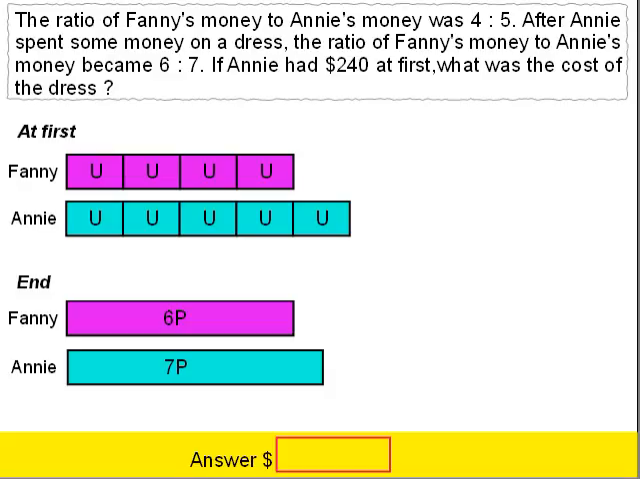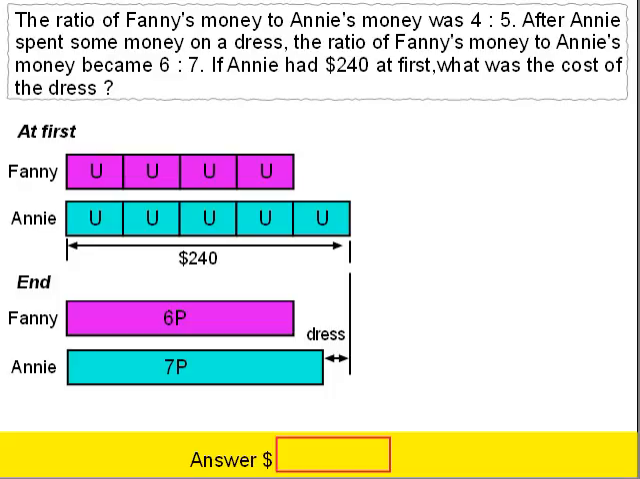So we draw the model for Annie to be slightly longer than Fanny, but shorter than the model before, because she already spent away some money. And we were told that Annie had $240 at first, so we put it down in the model here. Therefore, comparing Annie's model before and after, this is the part that was spent on the dress, which is what we're supposed to find.